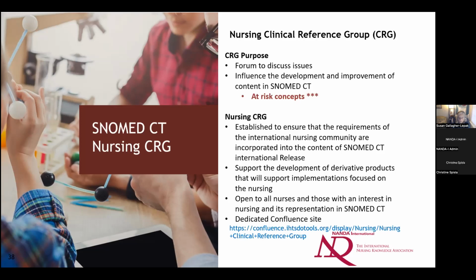And the one I wanted to talk about most recently is at the April business meeting, there was a decision made to move at-risk concepts. So this is at risk for falls, at risk for pressure injury, at risk for abuse. A lot of these terms are critical for nursing documentation and a lot of the nursing diagnoses. There was a plan to move all of these from the clinical findings hierarchy to the situation with explicit context hierarchy.